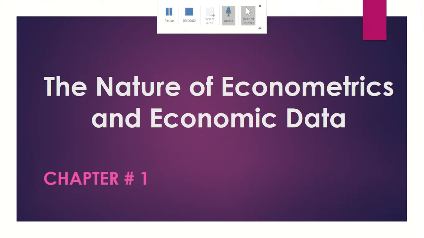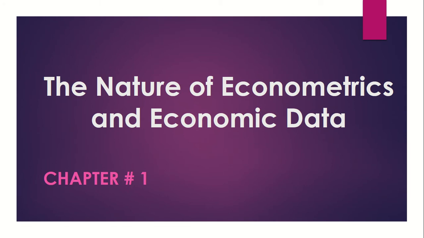Today we will be discussing chapter number 1, that is the nature of econometrics and the economic data. Basically, empirical economic analysis comprises two steps, that is economic models and econometric models. These are the steps through which econometric analysis proceeds. Initially, we construct an economic model and then convert that economic model into an econometric model.